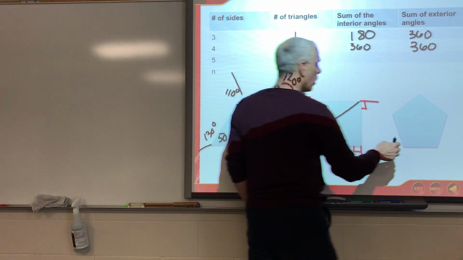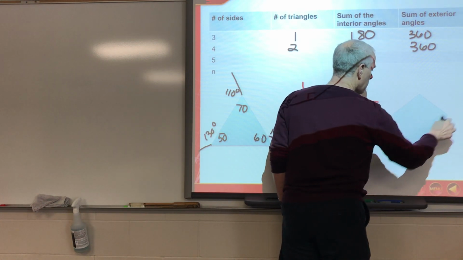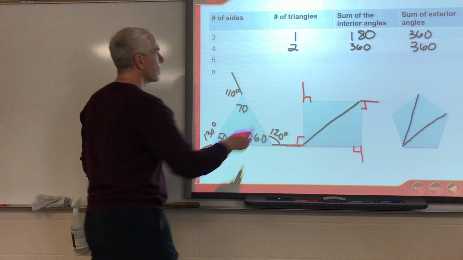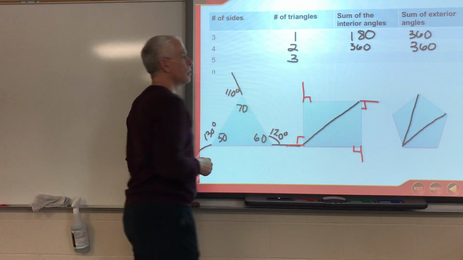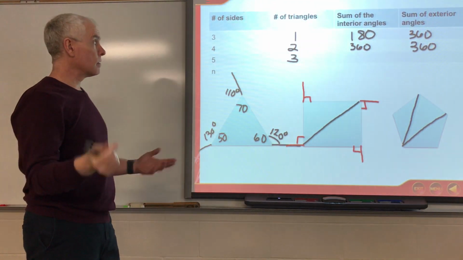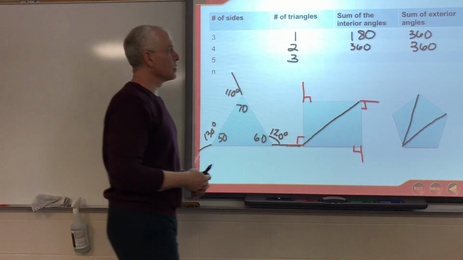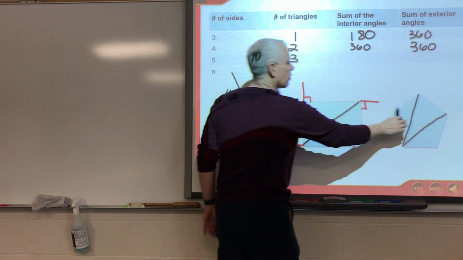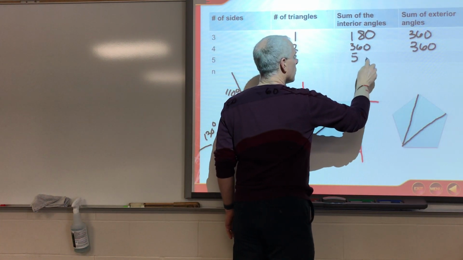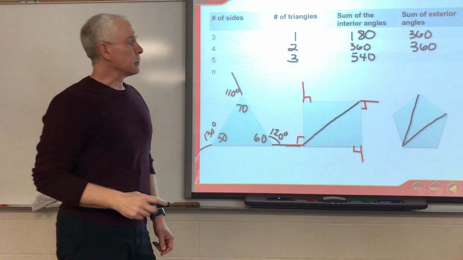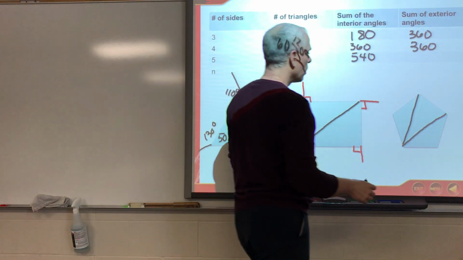So if I start at one vertex, and I draw in all of the diagonals that I can, I create 3 triangles. And again, each triangle has an interior sum of 180 degrees, so 180 times 3 triangles is going to be 540 for that pentagon. Okay? What about exterior?